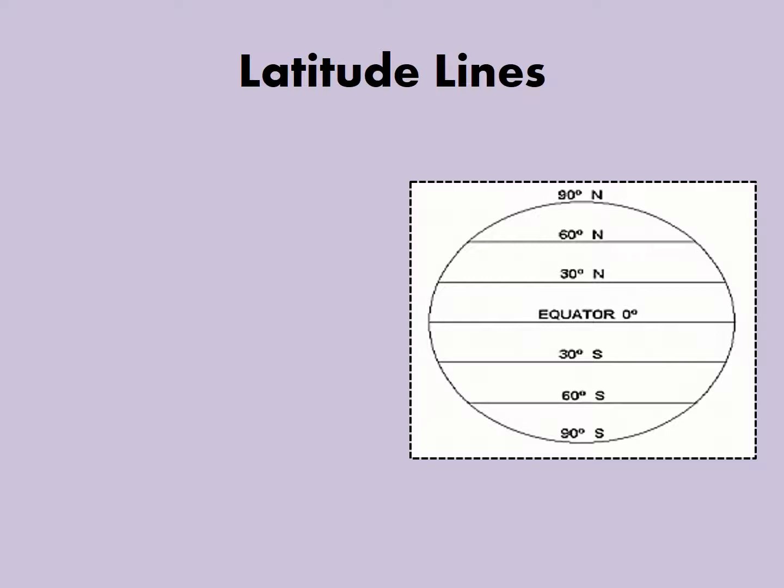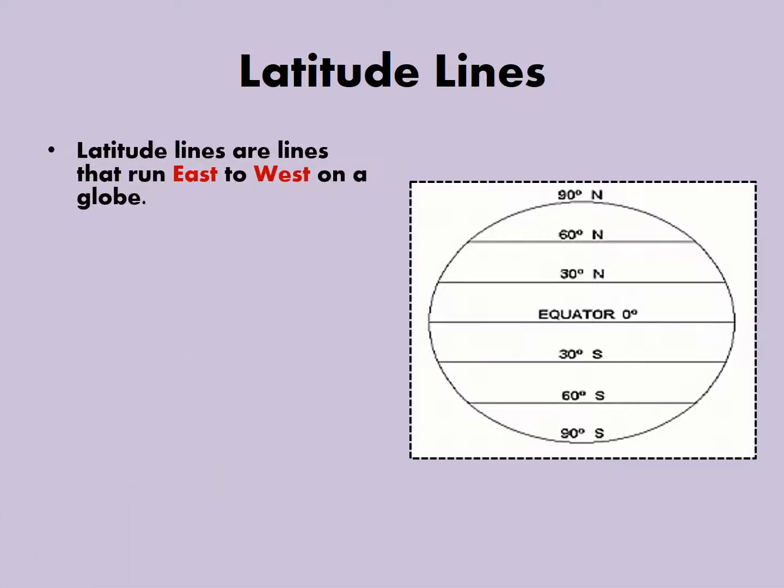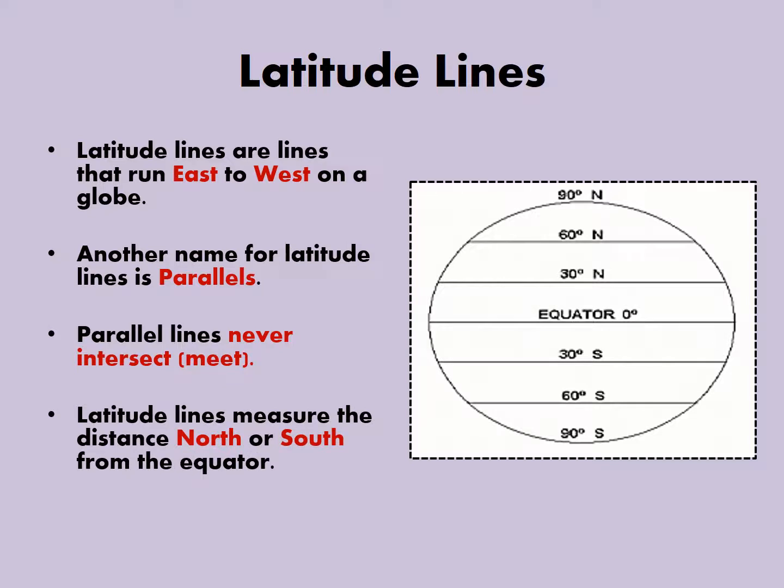First, let's talk about latitude lines. Latitude lines are lines that run east to west on a globe. Another name for latitude lines is parallels. Maybe this is something you remember from math. Parallel lines never intersect. They never meet. Latitude lines measure the distance north or south from the equator.